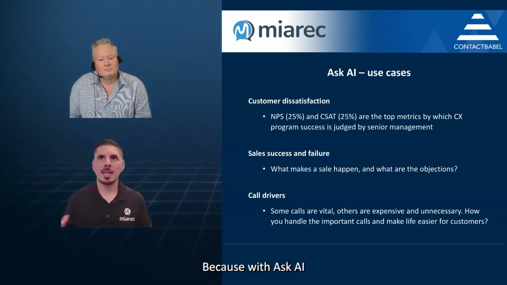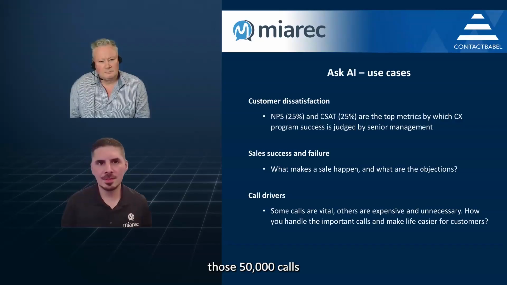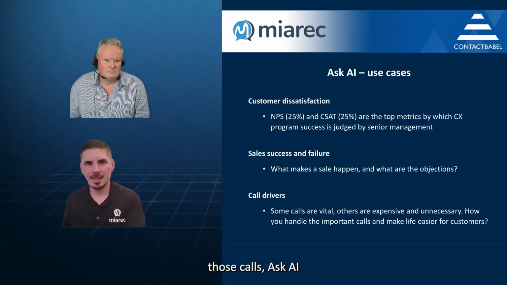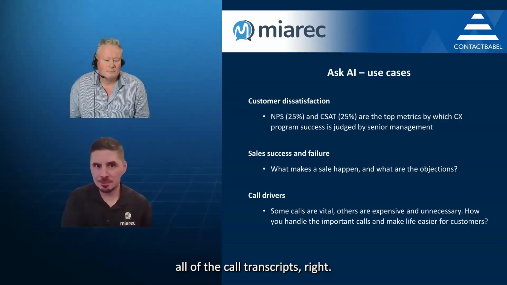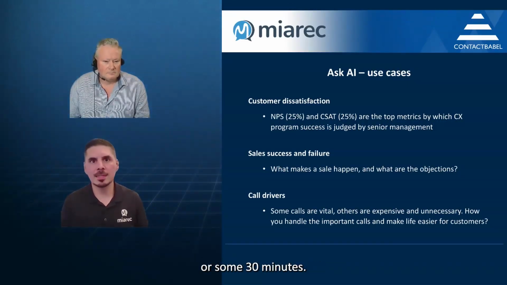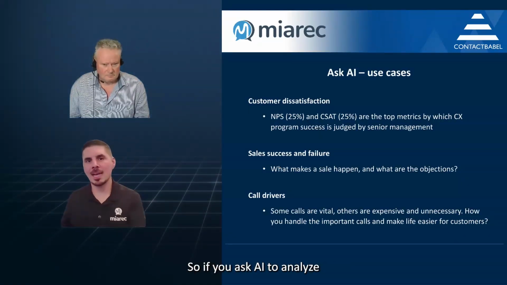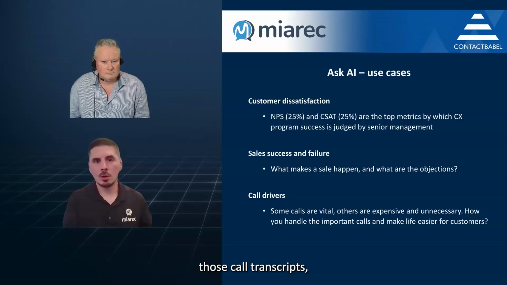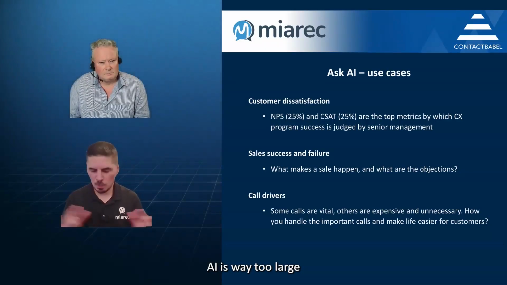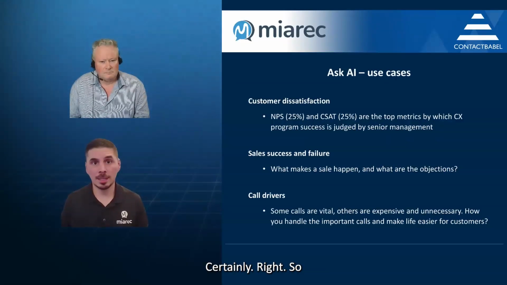Because with Ask AI, let's say you have, again, those 50,000 calls. When you ask AI to analyze those calls, Ask AI is not analyzing all of the call transcripts, right? Because let's say you have 50,000 calls and all of them were 10, 15, or some 30 minutes. All of those transcriptions are going to be very, very long. So if you ask AI to analyze those call transcripts, there's no way it's going to be able to do it. That context window for the AI is way too large. The AI would freak out, maybe crash or hallucinate, certainly.